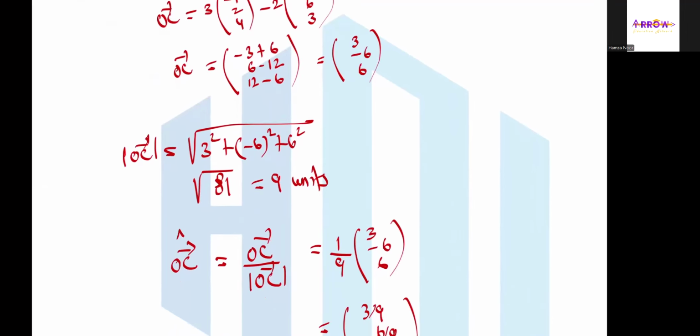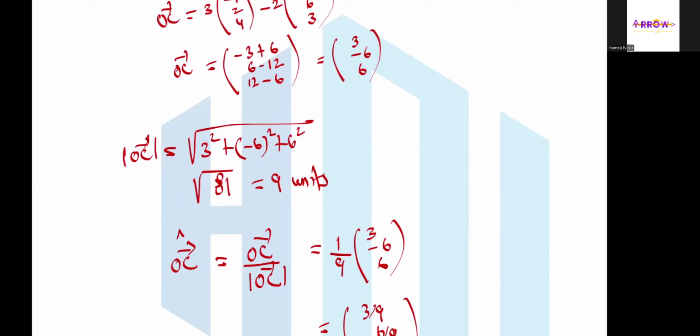All right, and now we are going to find the magnitude of the OC vector. So the magnitude of the OC vector will be the square root of 3 squared plus minus 6 squared plus 6 squared. So the magnitude of the OC vector is the square root of 81, so it is equal to 9 units. And now we want to find the unit vector in the direction of OC, meaning the vector which has a magnitude of 1 unit.